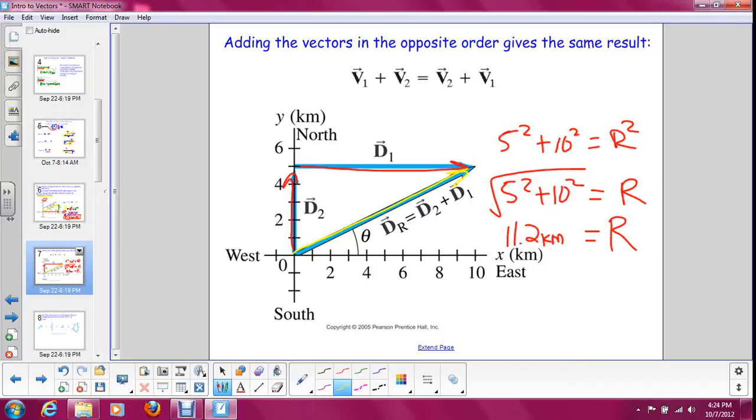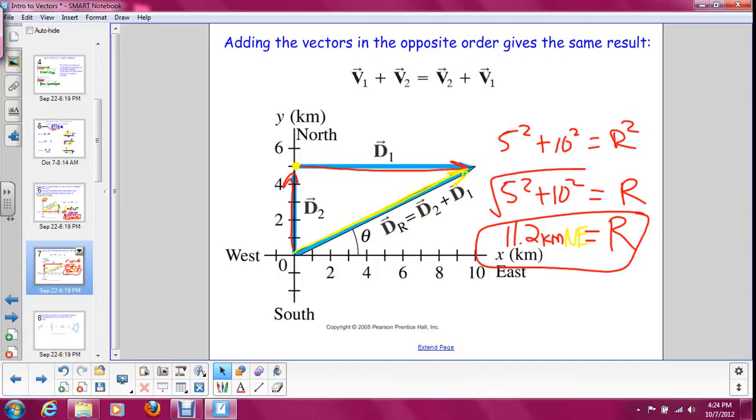We have added tip to tail. So we have the tail of our x-axis coordinate to the tip of our y-axis, and it is still going a little bit north and a little bit east. So it's still 11.2 kilometers northeast. So it does not matter in which order you add vectors.